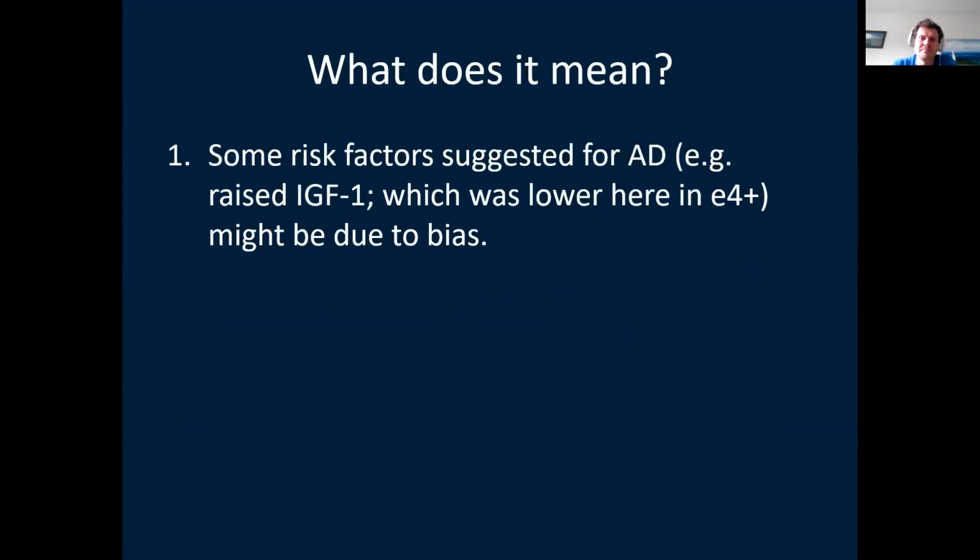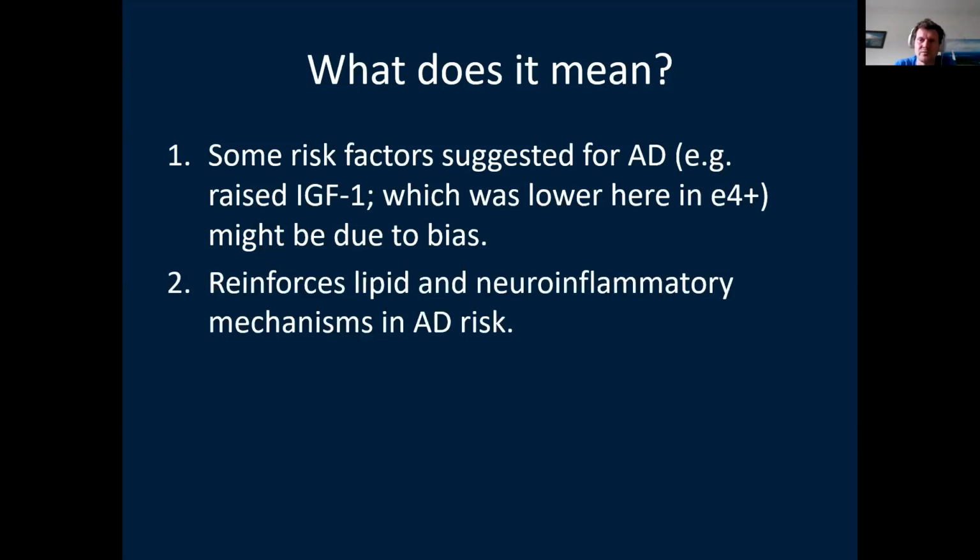So what does it actually mean? Well, first of all, what was really interesting is that when you looked at the Alzheimer's disease literature, some of the things which were suggested as risk factors for Alzheimer's disease, such as raised IGF-1, which was actually lower here in ApoE4 people, might be due to bias. Some of those studies which report, for example, IGF-1 being raised as a risk factor, those people already had Alzheimer's in that study. And so there might be a degree of reverse causality going on, or bias, which here we've hopefully got around. It reinforces lipid and neuroinflammatory mechanisms in Alzheimer's disease risk.